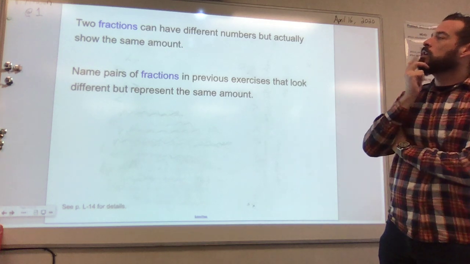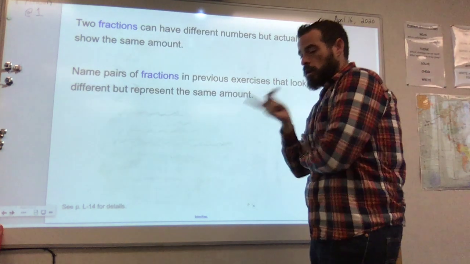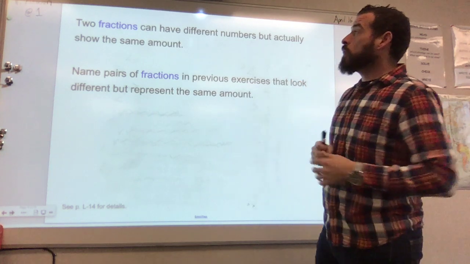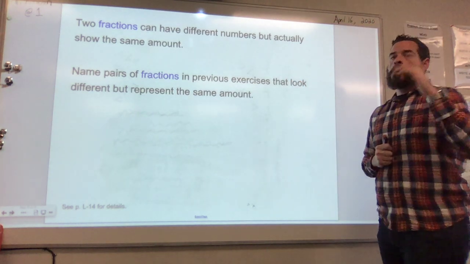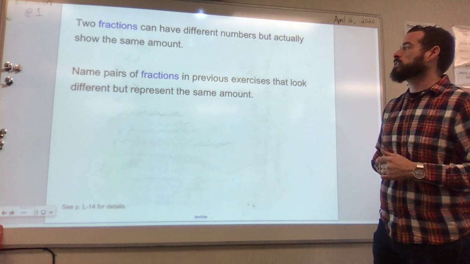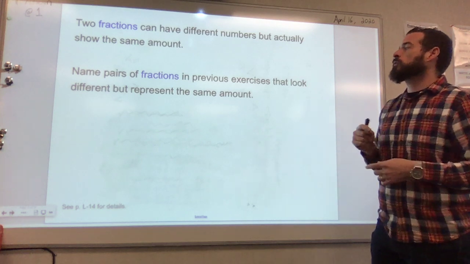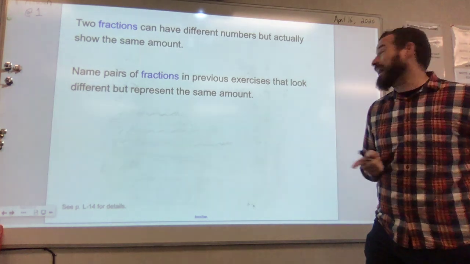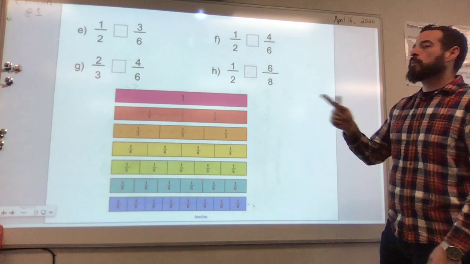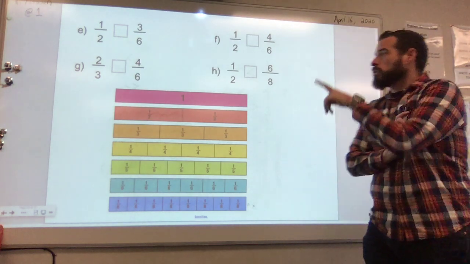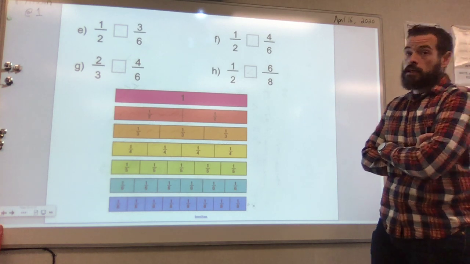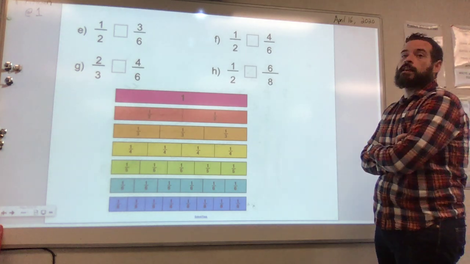And take a look at this question here, and I'll just go back. I've kind of already touched on this, but what we have here are 2 fractions that have different numbers but actually show the same amount. So if you look back at pairs of fractions in the previous exercises that look different but represent the same amount, I'm just going to go back to that last page, give you all at home a second to think about that, and think about which ones, if you can remember, have different numbers but show the same amount. And hint, there are 2 of them here that had that.